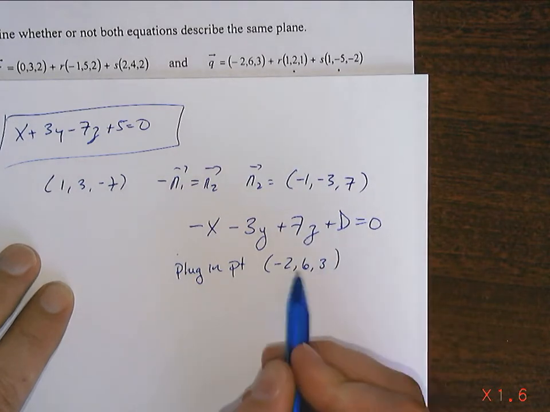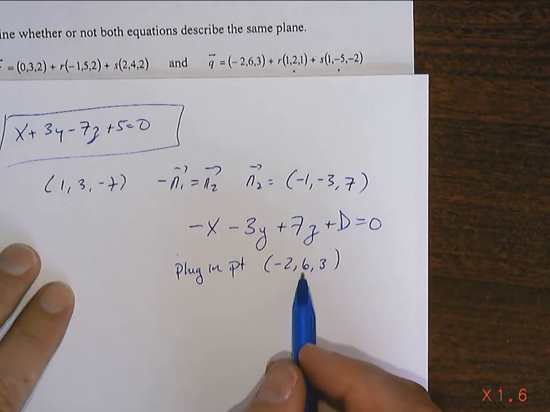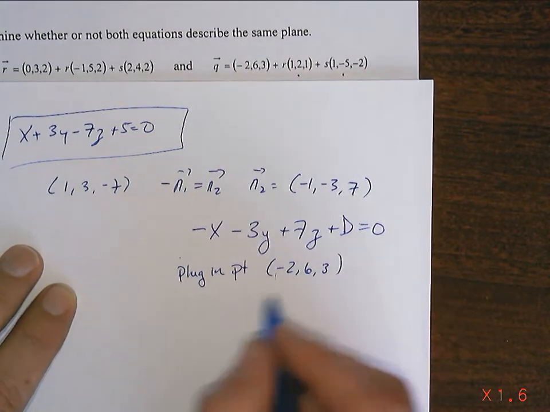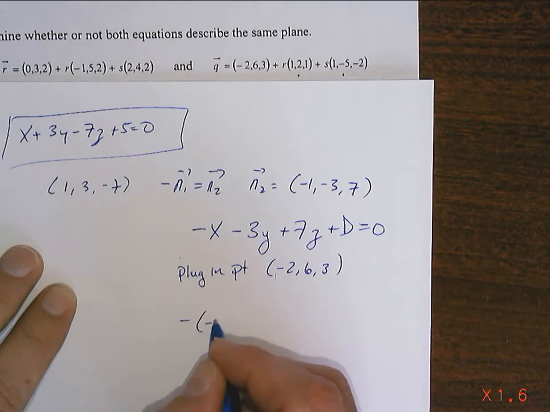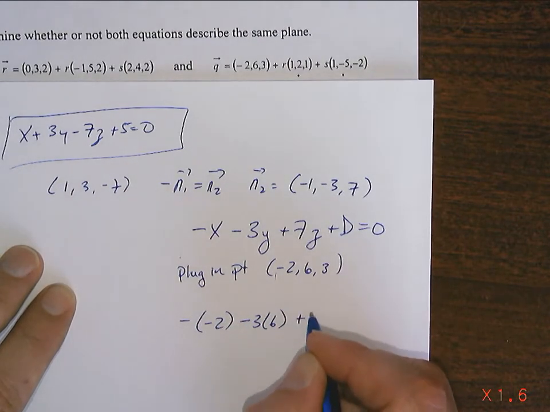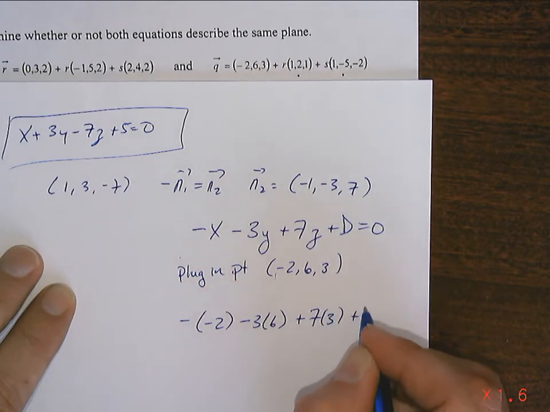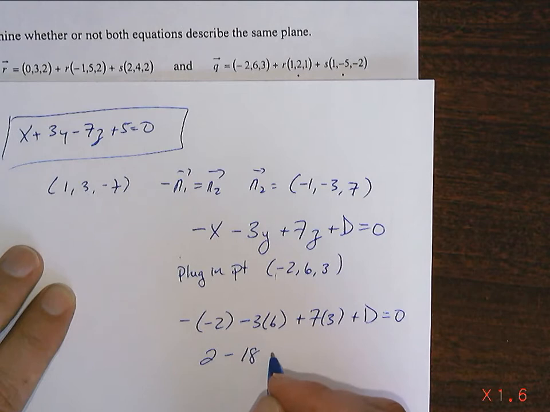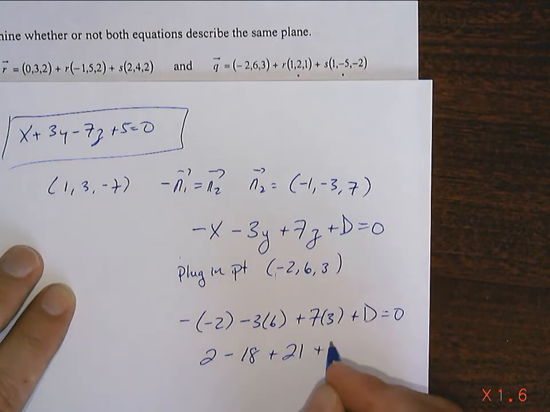Notice I can't reduce this. You can't reduce points if you're plugging in a point. I have to use this point because this is the point that's on this plane. So we plug it in: negative, negative 2, negative 3 times 6 times 3, plus d equals 0. You're going to get 2 minus 18 plus 21 plus d equals 0.